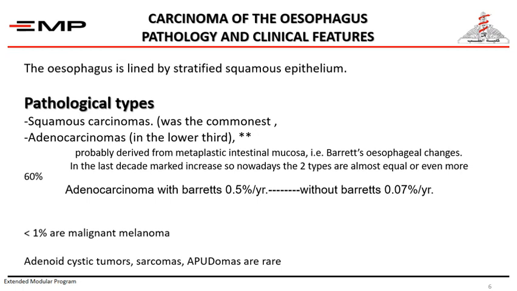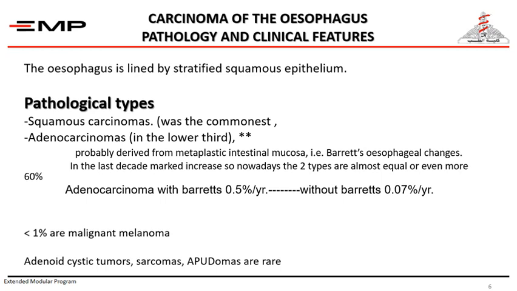Malignant esophageal tumors. We know that the esophagus is lined by stratified squamous epithelium, so we expect to have squamous carcinoma, which is the commonest, or was the commonest. But unfortunately, we have another type called adenocarcinoma occurring in the lower third. It is probably derived from the metaplasia discussed before, what is called Barrett's esophagus, which occurs after long-standing chronic reflux. So we have squamous carcinoma and we have adenocarcinoma.